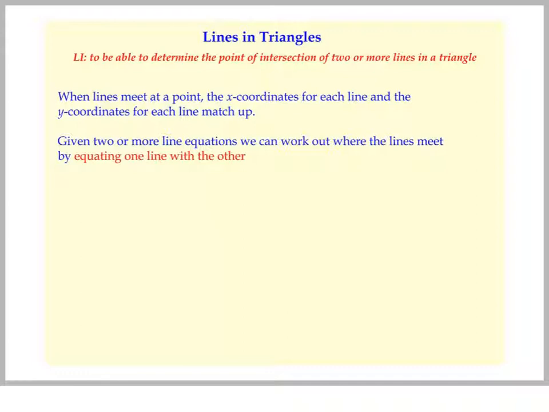What we have to do to establish the point of intersection is, in most cases, use simultaneous equations. Now, there are three basic types of situation we have when we're using simultaneous equations. We'll run through them just now very quickly.